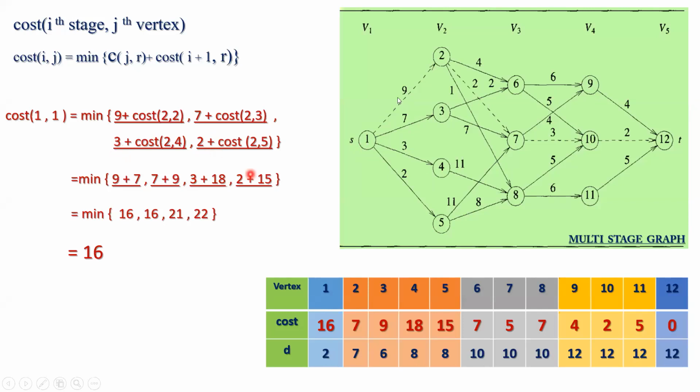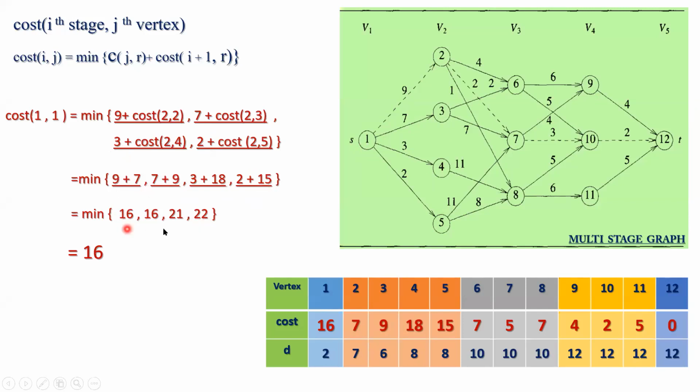Then I have added the cost of 2, cost of 3, cost of 4, cost of 5. What are the cost of 2, 3, 4, 5? We have written 7, 9, 18, 15. Yeah, it is 7, this is 9, this is 18, this is 15. If we add all these, we get 16, 16, 21, 22.